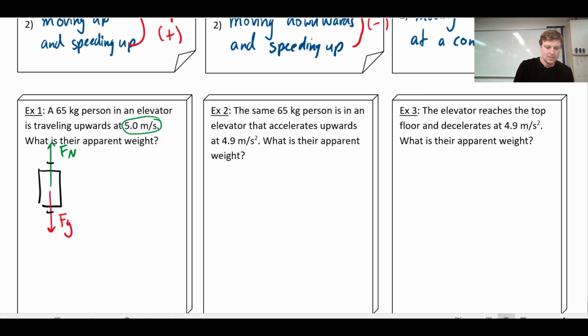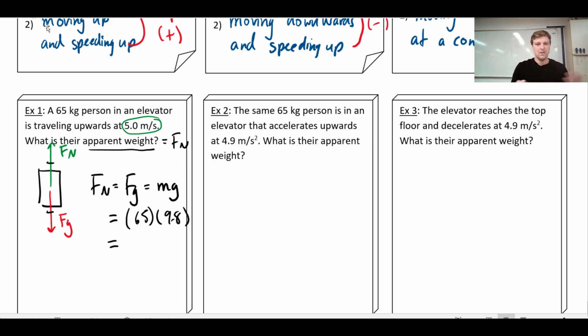And remember, when I say apparent weight, really that is the normal force. So it's just asking what is their normal force. Well, in this case, the normal force would just equal the force of gravity, which would equal m times g, which is 65 times 9.8, which to 2 sig figs is going to work out to be about 640 newtons. Okay, let's try another example.